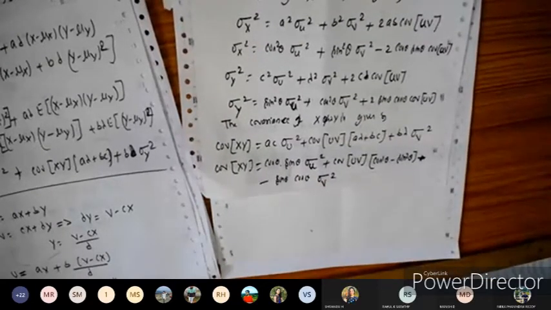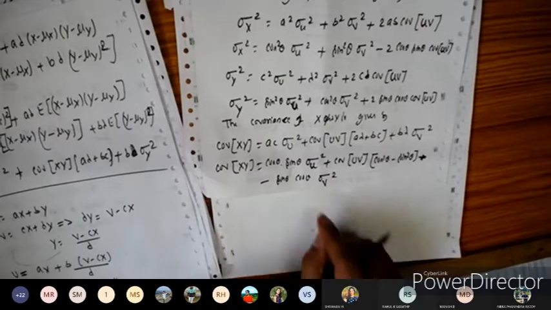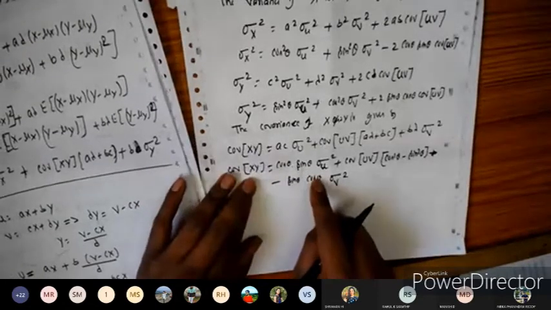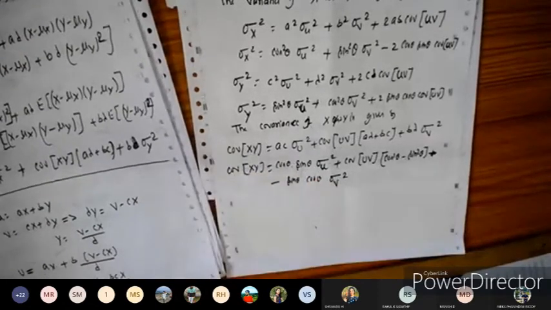Then, so this is the covariance of the random variable u and v. Here cos theta sin theta is there, cos theta sin theta is there. We can take this common here and rewrite the expression.